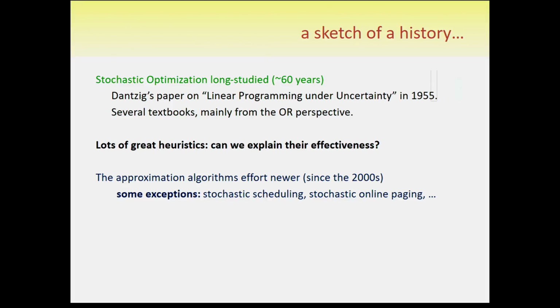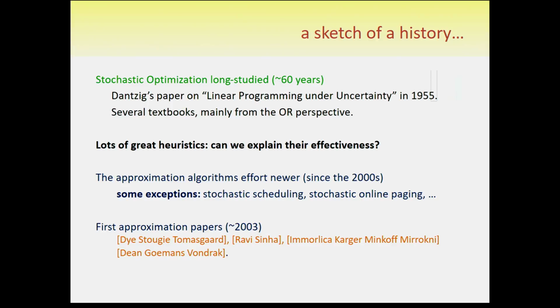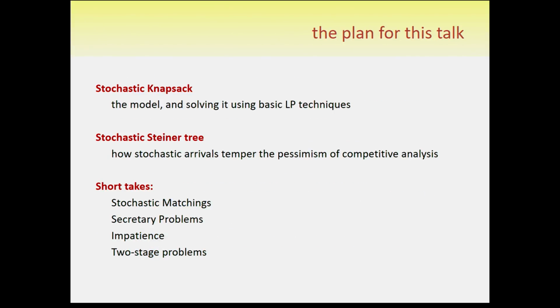Okay. And the approximation algorithms effort is a little newer, and I've put up a few references, but let me not spend time on them. Let me just tell you what I'm going to do. I'm going to tell you about the stochastic knapsack problem. It's a well-defined, crisp, clean problem. Maybe I'll give you a few details about it. I'll talk about stochastic Steiner tree, which is a simple network design problem. And then I'll talk about maybe a bunch of little short things, depending on how much time we have.